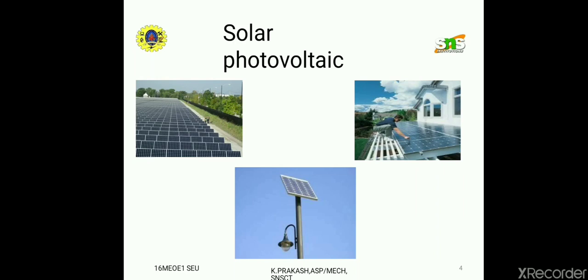In our street lights, we are fixing solar panels, and in our houses we are putting these solar panels on the rooftops, and nowadays in educational institutions also, on the rooftops and in the parking areas, these solar panels are placed.